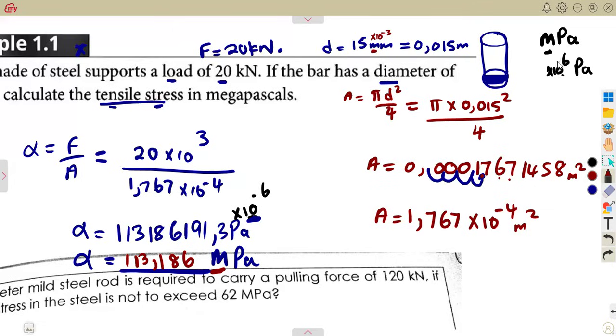You do introduce a negative there, meaning the vice versa is true. If you want to remove the mega, how do you remove this? You multiply by 10 to the exponent of 6. You are removing this megapascal, writing it as just Pascal. So it's the opposite. The same thing, guys.